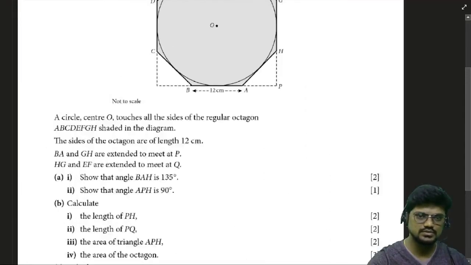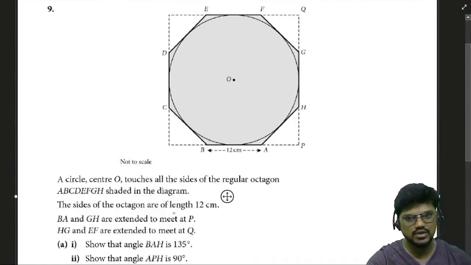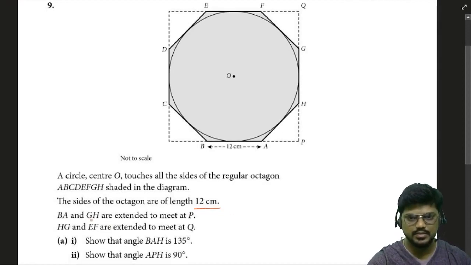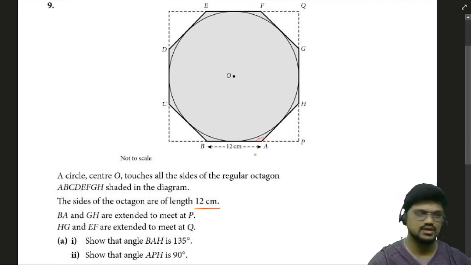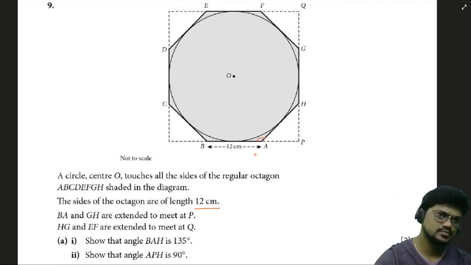Can you solve this question? The sides of the octagon are of length 12 centimeters. BA and GH are extended to meet at P. HG and EF are extended to meet at Q. Show that angle BAH is 135. How can you show that this angle is 135? Sir, I don't know how to do this.